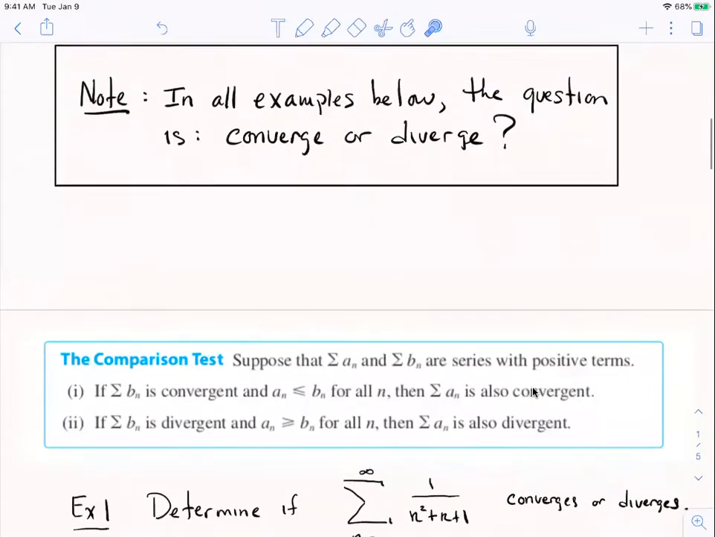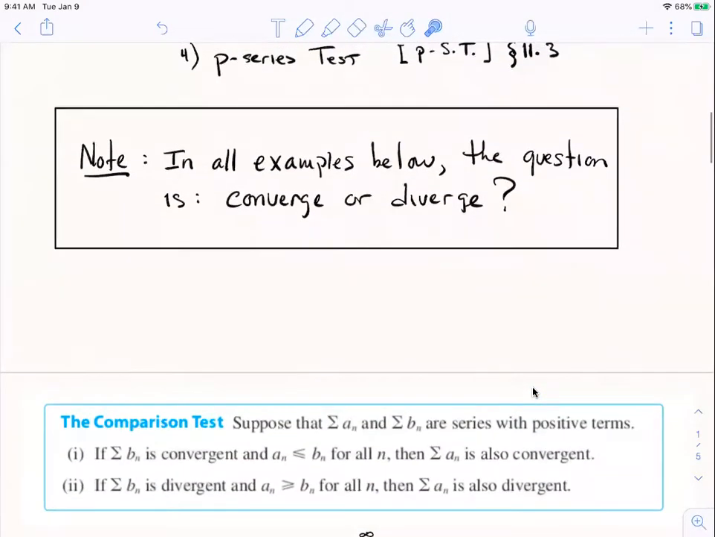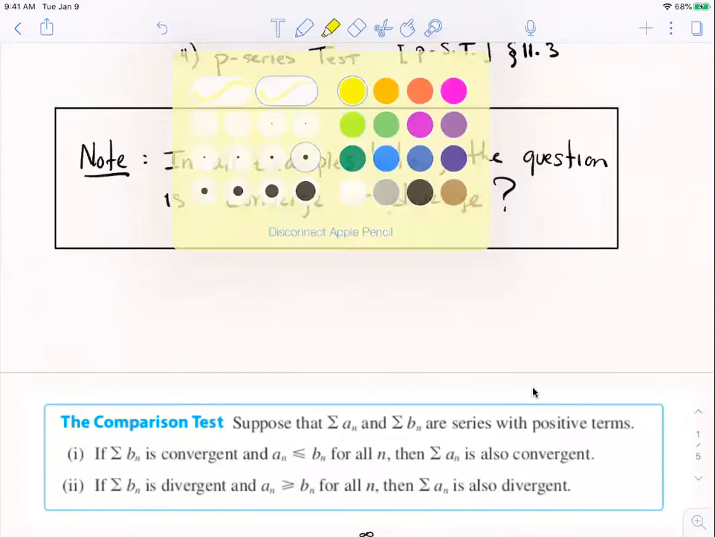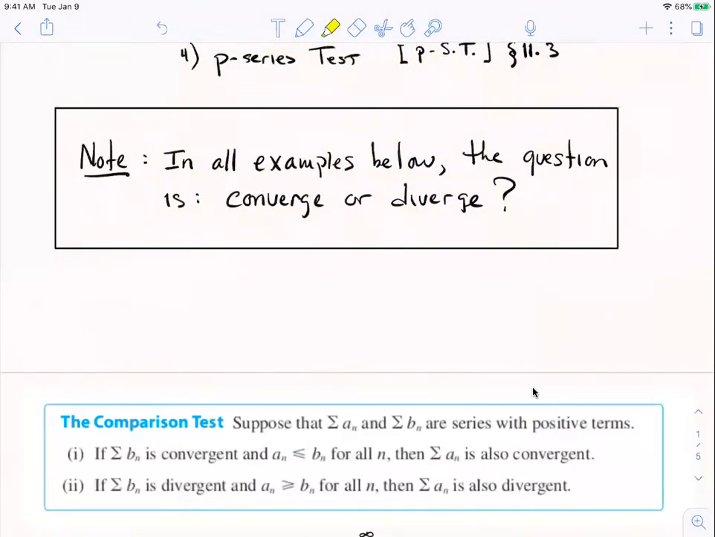So let's take a look at this comparison test. Let me leave it at the bottom of the screen here so that example doesn't distract you. It's a little bit of an intimidating looking test, the comparison test, because it involves not 1, but 2 series. There's a series a sub n and a series b sub n. I'm just going to say the terms a sub n and b sub n because my tongue trips up if I keep having to say the infinite sum as n goes from 1 to infinity of a sub n.